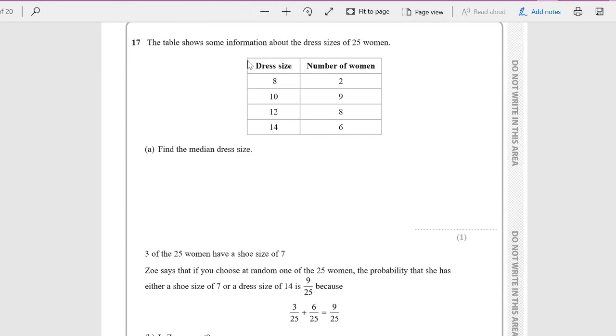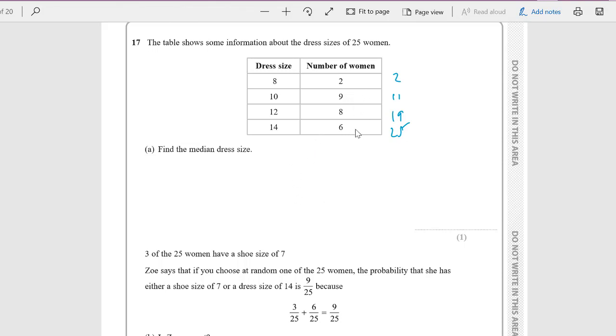So it says the table shows some information about the dress sizes of 25 women. Dress sizes and the frequency, so the number of women. Find the median dress size. So we can say, how many does this add up to? 2, 10, 19, 25. So there's 25. And then it will be the middle.